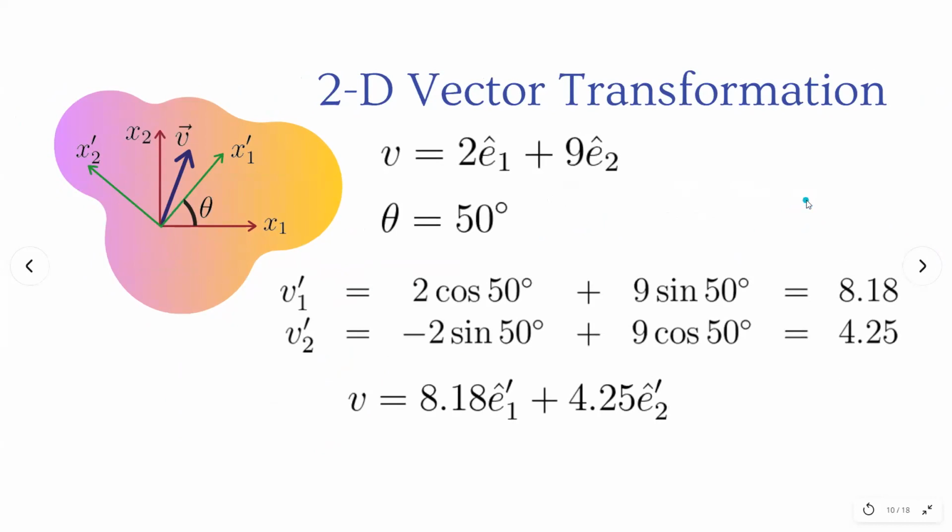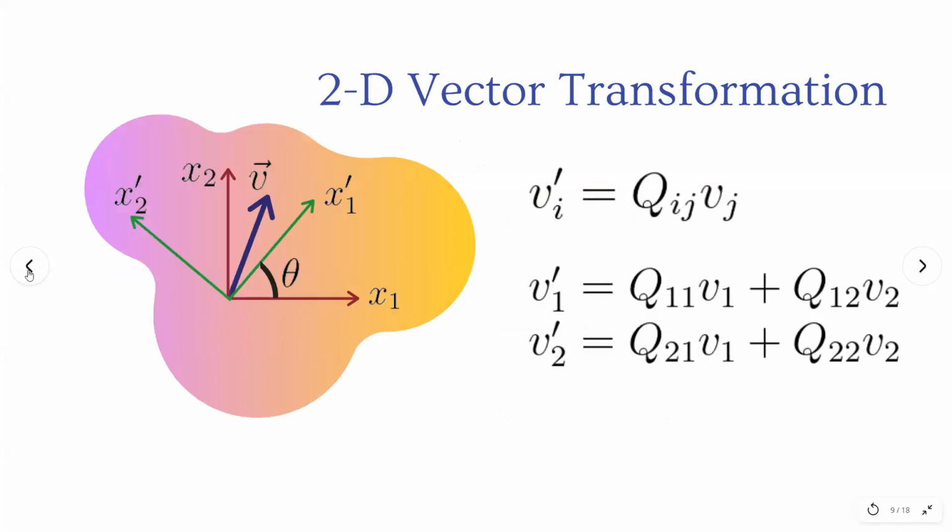So ayan, this is an example of 2D vector transformation. So we have a vector here, 2, 9. Okay? And the coordinate axis, the unprime axis, is rotated by theta equals 50 counterclockwise. Now, applying our equations earlier, we get this. How did we get this? Okay, balik tayo doon sa, yan. So, Q11 times V1, Q12 times V2. So, pinag in ko lang.